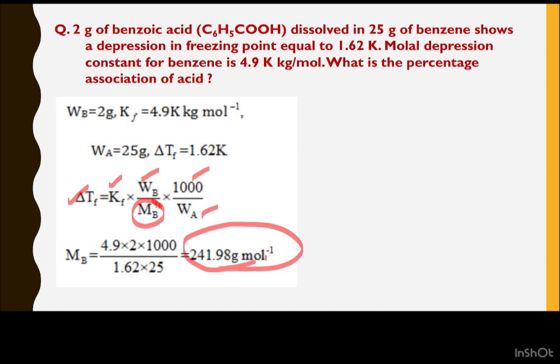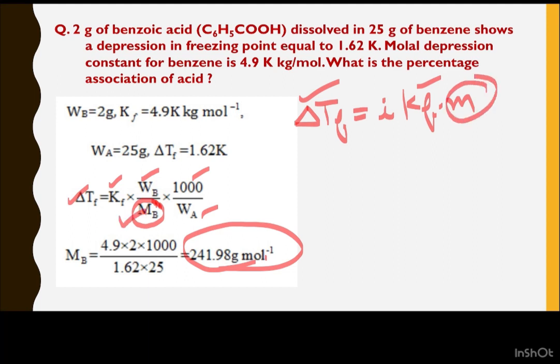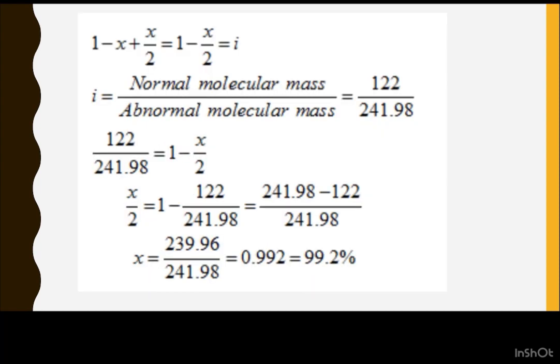Or you could have done it this way also. Take the modified formula: delta Tf is equal to i into Kf into molality. Put the value of delta Tf, Kf, and molality, and you know the molar mass from the formula of benzoic acid, 122 grams. Put the value, you can calculate i. The value calculated from here and the value calculated by taking the ratio of this molar mass and the molar mass by the formula, these two i values are going to be the same. So that is up to you.